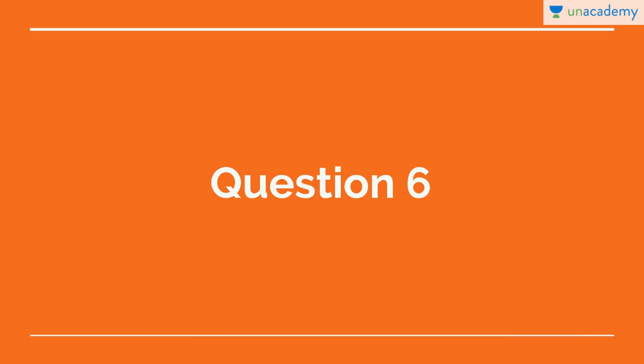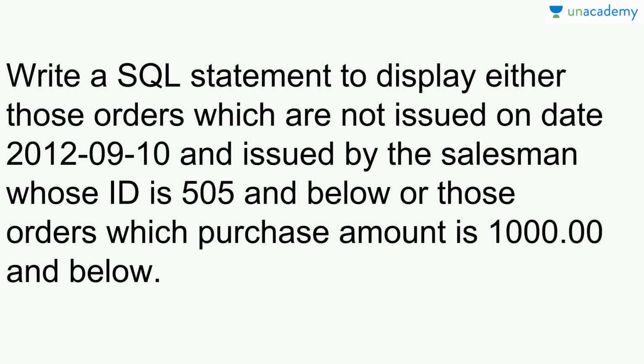Coming to the sixth question. Write a SQL statement to display either those orders which are not issued on date this and issued by the salesman whose ID is this and below, or those orders whose purchase amount is 1000 and below. So read the question carefully, pause the video and do the query yourself. Okay, so first let me explain the question.